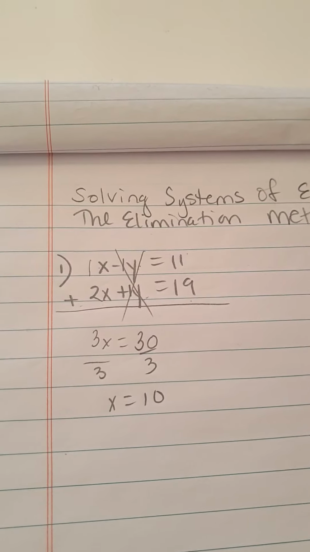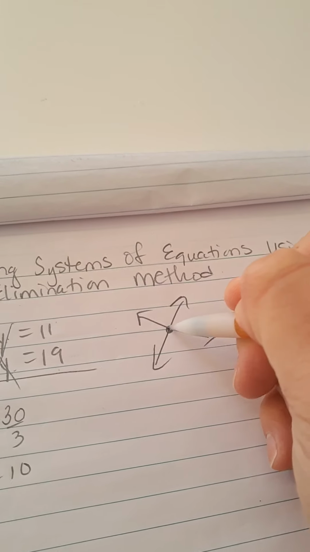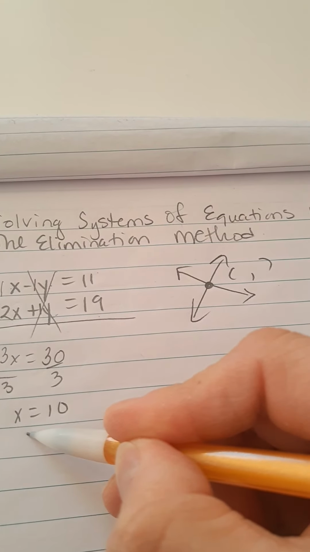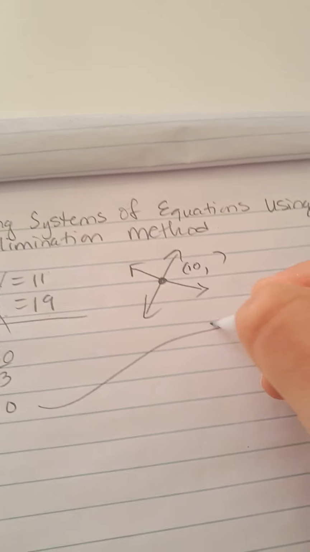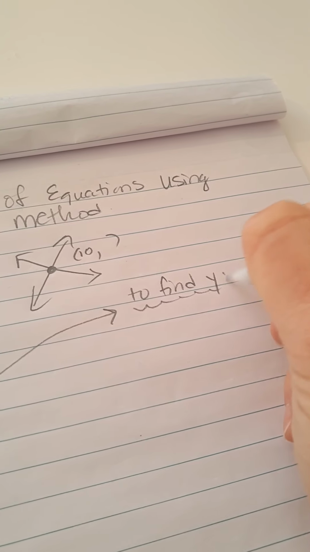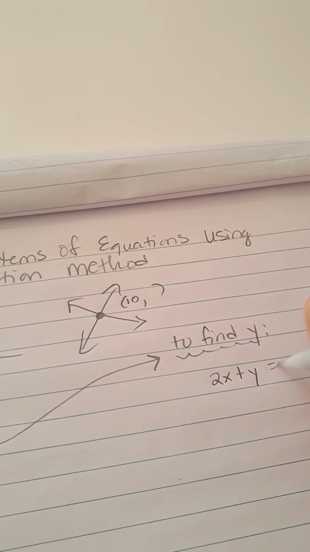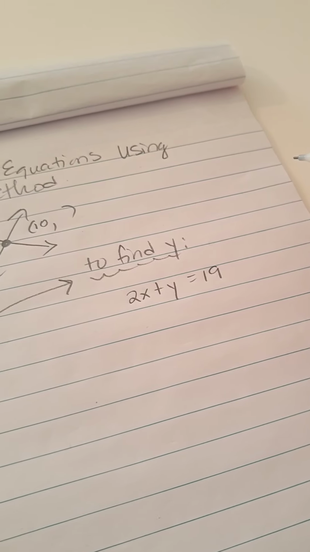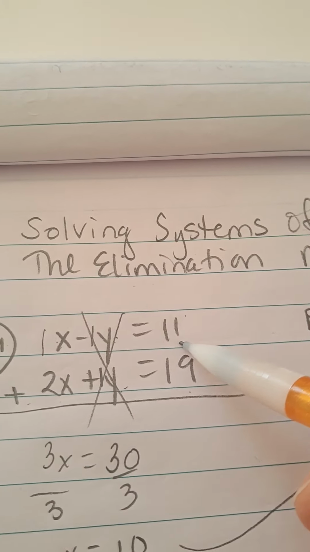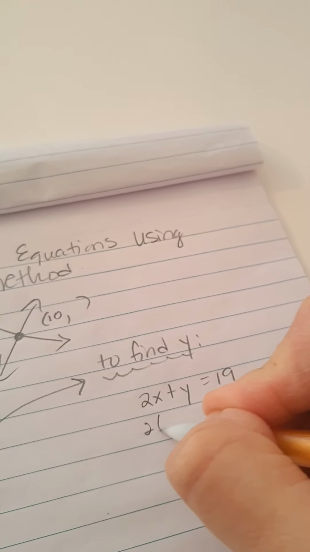Please don't forget, a system of equations is technically two lines that are graphed, and you're finding the intersection point. So we have currently found the x coordinate, and it's 10. Now to find y, you can use either equation. So I'll just use the bottom one, and the reason I'm going to use the bottom one is because it doesn't have a negative, right? That one has a negative, x minus y equals 11. Negatives create an additional step. So to find y, I'll plug in my x value of 10.